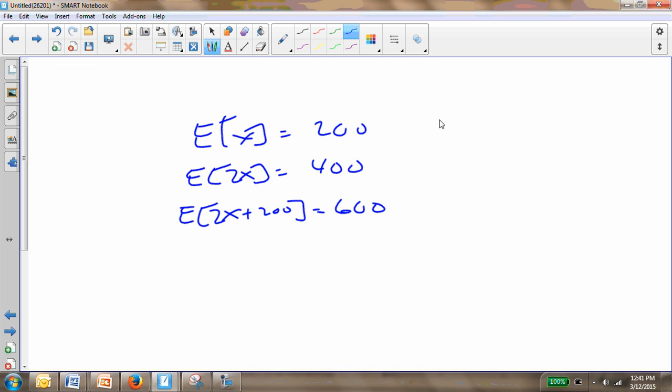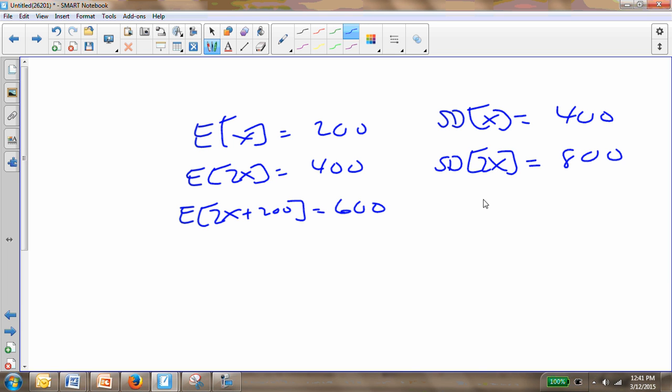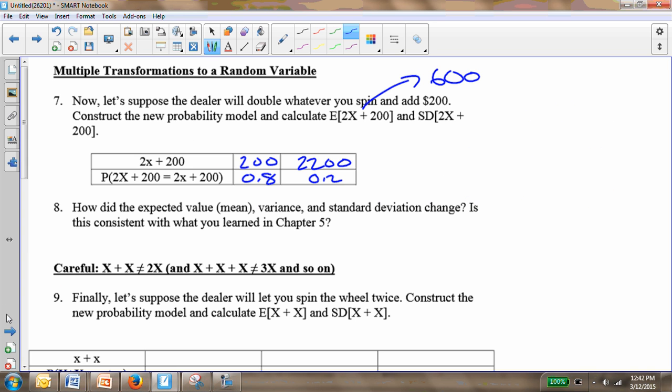All right, now what about the standard deviation? So remember, the standard deviation of x was $400. What should the standard deviation of 2x be? Well, if I double everything, it gets twice as spread out. The standard deviation should be twice as big. All right, now what happens if I add 200 to everything? Does that affect the spread any? And no, everything gets shifted over 200, so it's not any more spread out than it previously was. So the standard deviation of 2x plus 200 is still the same as the standard deviation of 2x. It's still $800. So you should have got 800 here.